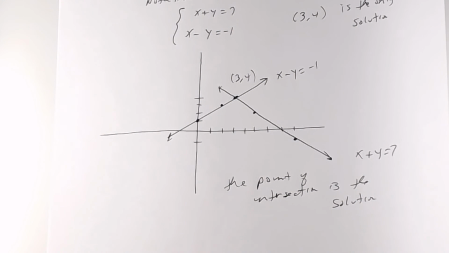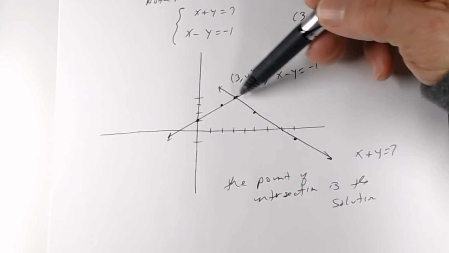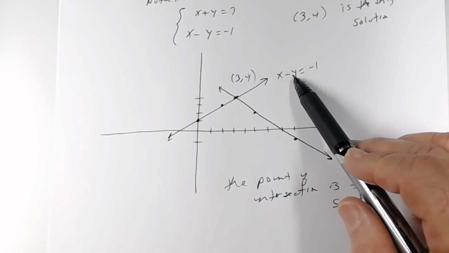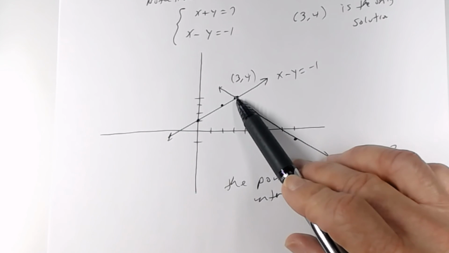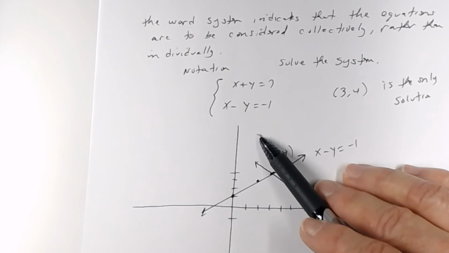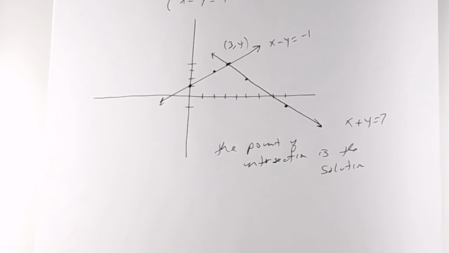It makes sense because all of these points right here are solutions to this equation. All of these points are solutions to this equation. And what's the only one that they share? 3, 4. So what's the solution to this system collectively? 3, 4, the point of intersection. So when graphing two lines, the point where they intersect is called the solution. Any questions on solving a system by graphing?